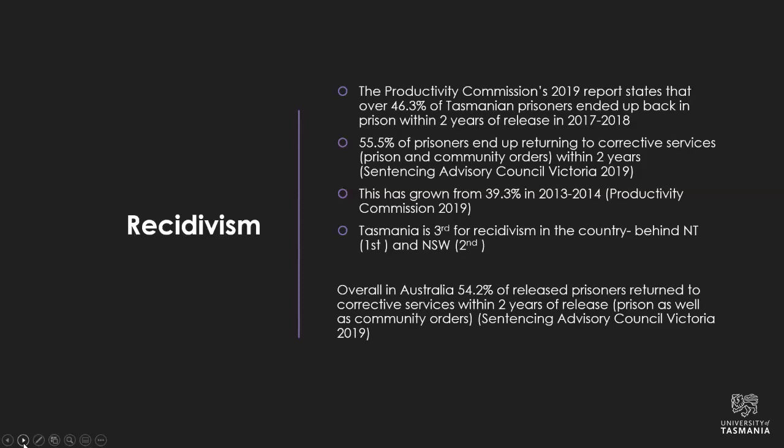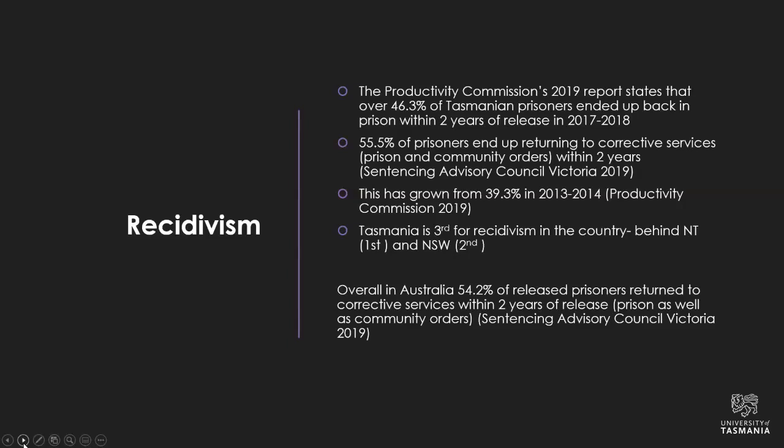And Tasmania is not in an enviable position. So we here are third for recidivism in the country, behind the Northern Territory and New South Wales. Tasmania has a very small population, pretty similar to the Northern Territory. So it's actually not good that the top three of the highest rates of recidivism in Australia are taking place in at least two places where there is quite a small population.